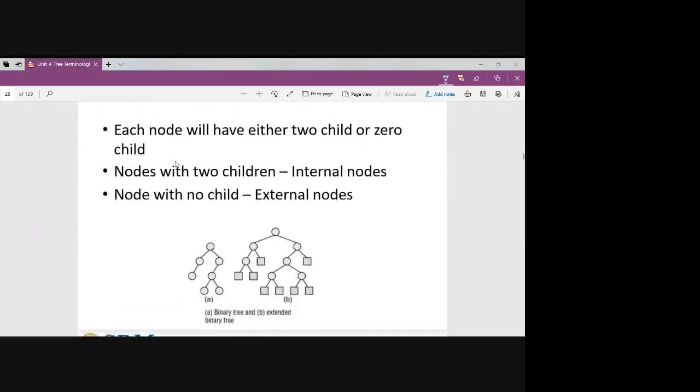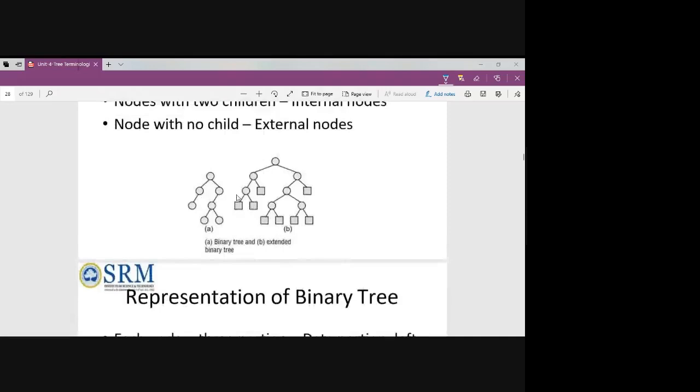An extended binary tree will be one where each node will have either 2 children or 0 children. So that is, see here, this is a binary tree only, because you can see here it is having 2, or it is a binary tree. I told you either it can have 1 child also in a binary tree.